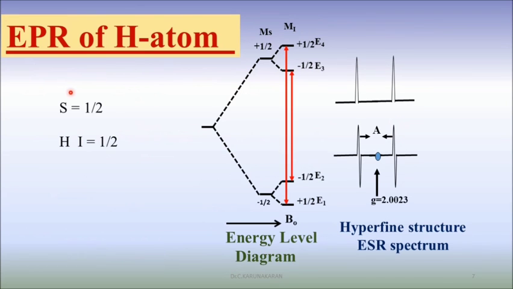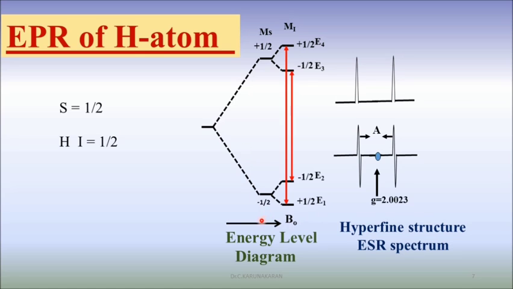Let us see an example to illustrate this hyperfine coupling. For example, the hydrogen atom. In the hydrogen atom, you have one electron with spin S equal to 1 by 2 and a proton with I equal to 1 by 2. In the absence of a magnetic field, the electron spin states are degenerate. In the presence of a magnetic field, it splits into two, as we have seen earlier. Further, each spin state is split into two levels due to coupling between the electron spin moment and the nuclear spin magnetic moment.